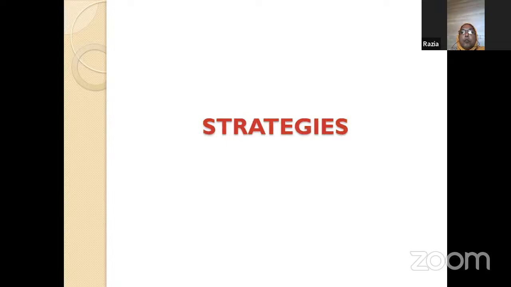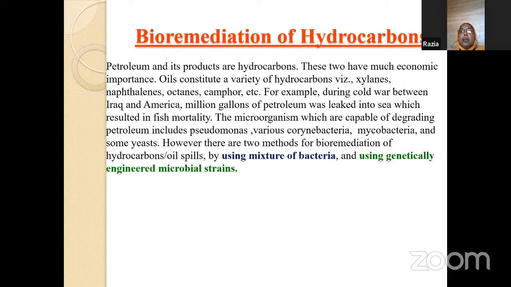Yeah, regarding the strategies adopted, I would like to mention here that as there are various different kinds of pollutants, different kinds of strategies are adopted. For all the petroleum and the products of petroleum, the pollutant involved is hydrocarbons like xylene, naphthalene, octane, camphor. All these are petroleum toxicants, and all these molecules are hydrocarbons.